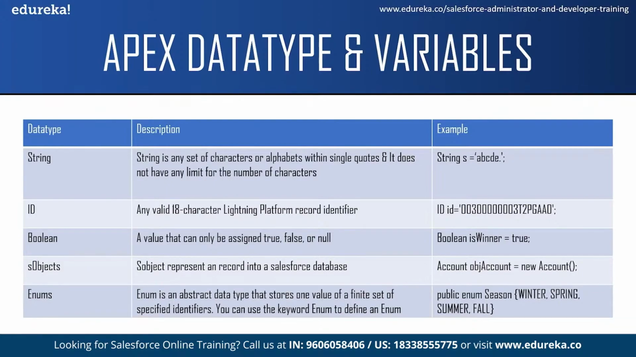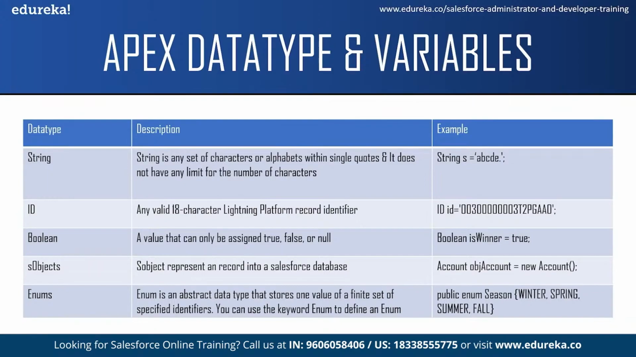After this, we have the Boolean data type. The Boolean data type is a value that can only be assigned true, false, or null. It is basically used to check for a condition, if it is either true or false or null. So these were some of the primitive data types in Apex. Next, we have the sObject data type.